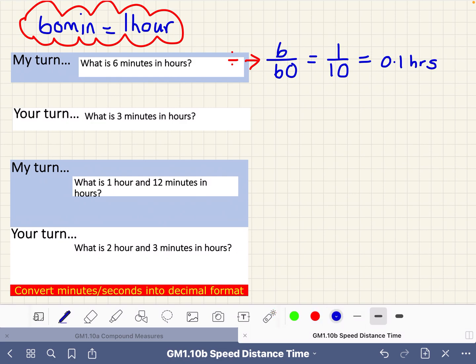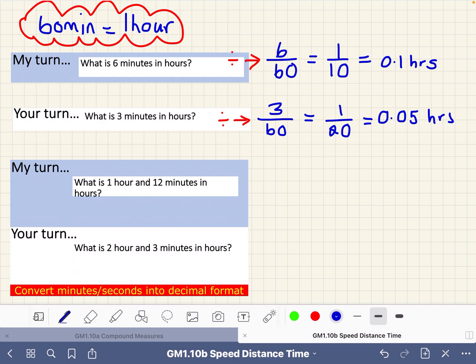So to begin with, we have 3 out of 60. We know that this line means divide. That means we have 3 divided by 60. That would show up as 1 out of 20 possibly on your calculator, which would then be changed to a decimal as 0.05 hours.